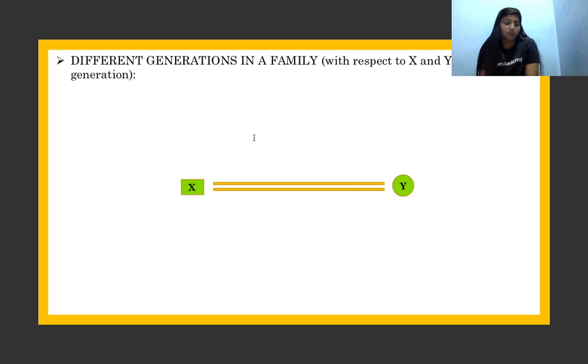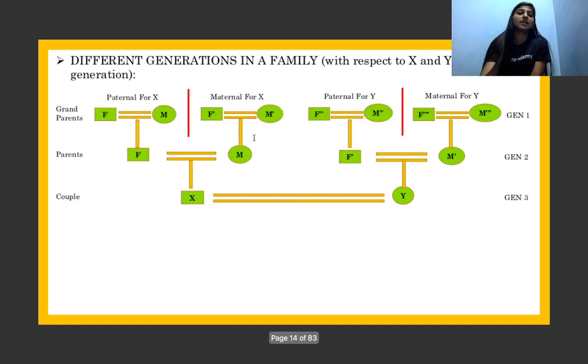Okay, so what I was telling is we can call them maternal and paternal relations, like you can see here. Paternal means father's side. The relation that you acquire from your father's end is called paternal relation. So father's parents will be paternal grandparents, and mother's parents will be maternal grandparents.